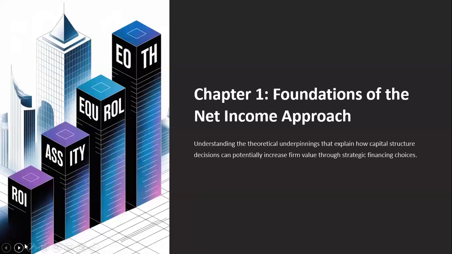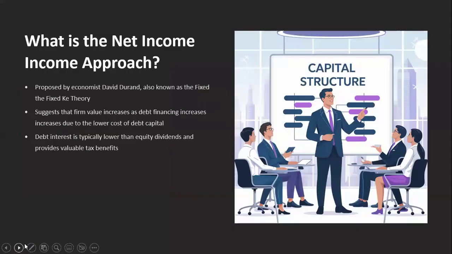Now, what is the foundation of the net income approach? This approach explains the decision whether a firm should go for equity or debt, considering wealth creation and its return on investment. As I summarized in the last session, this is given by David Durand, who is also known as the author of the fixed K theory. As per him, the value of the firm increases as debt increases and it reduces when debt is reduced.